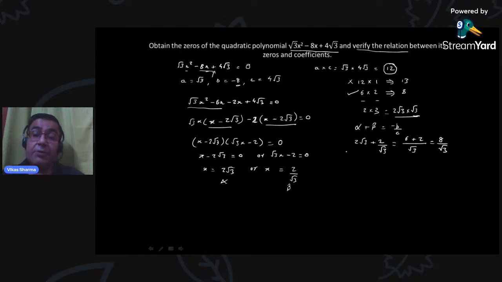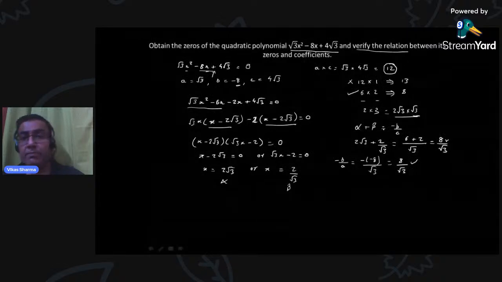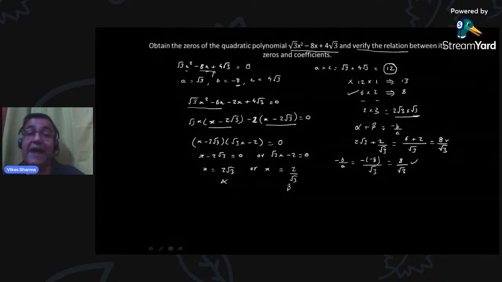And let's find out what minus b upon a is equal to now. So minus b means b is minus 8. So that becomes minus of minus 8 over a. A is root 3. So we get 8 upon root 3. And because the LHS is equal to RHS, therefore we have been able to verify the relationship between the sum of the zeros and the coefficients. Let's look at the product of the zeros also.